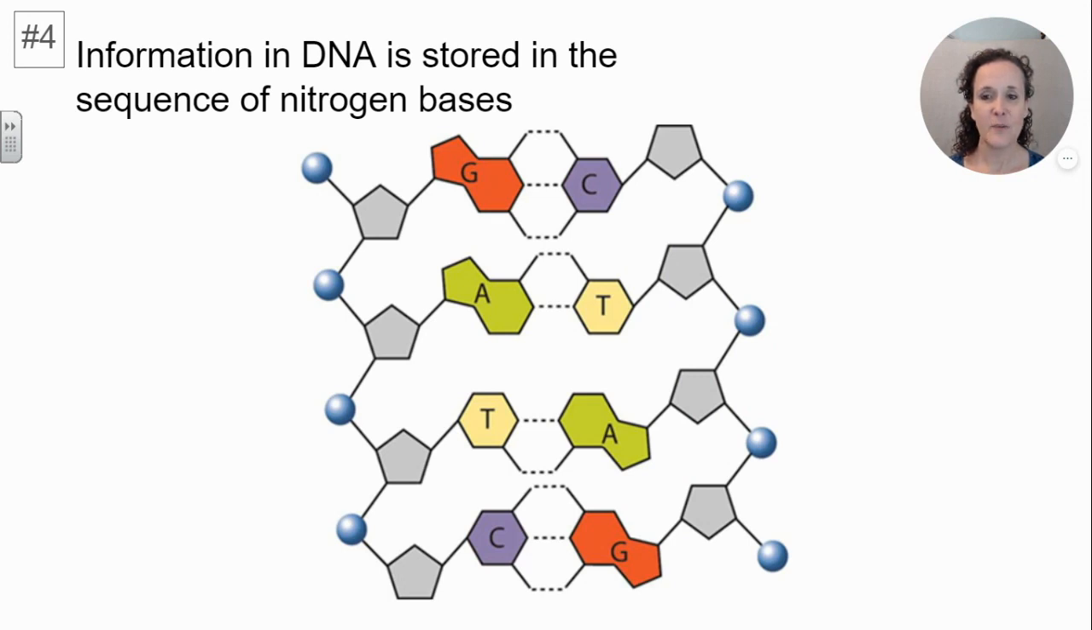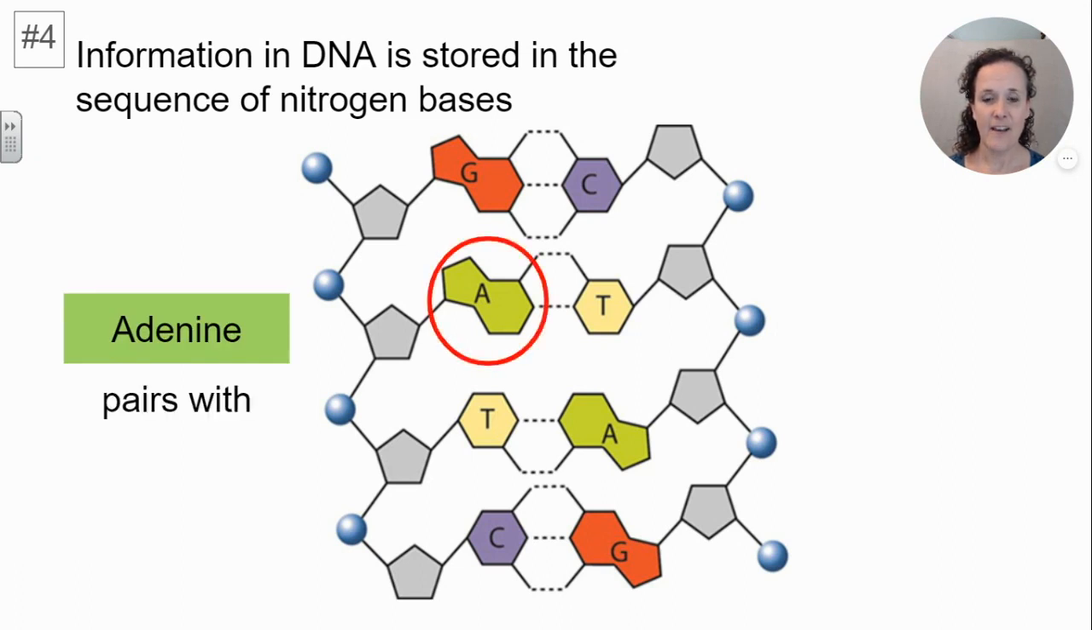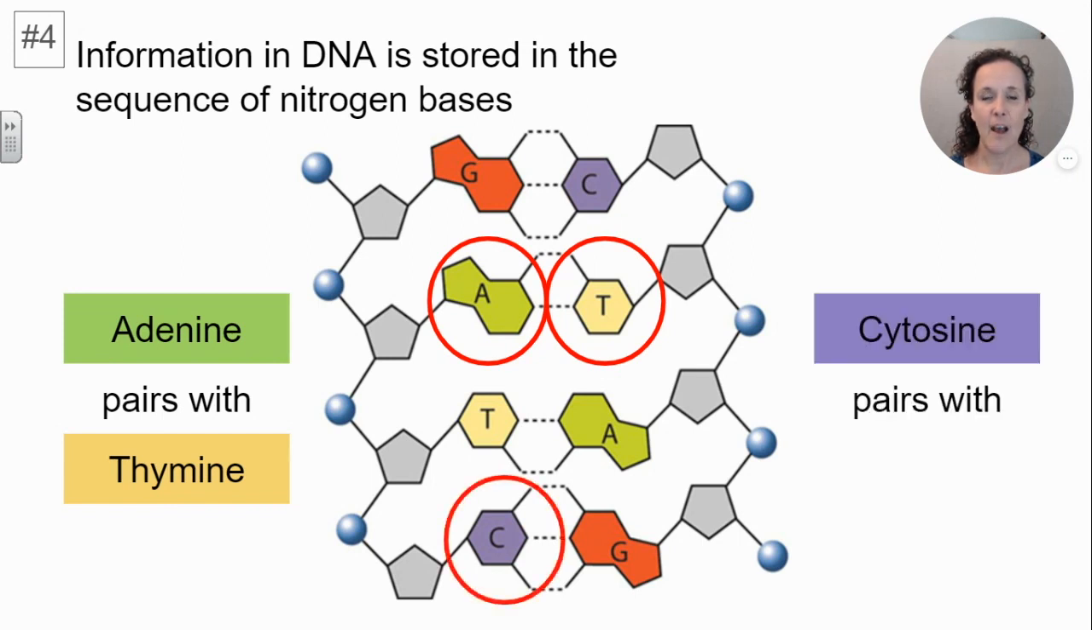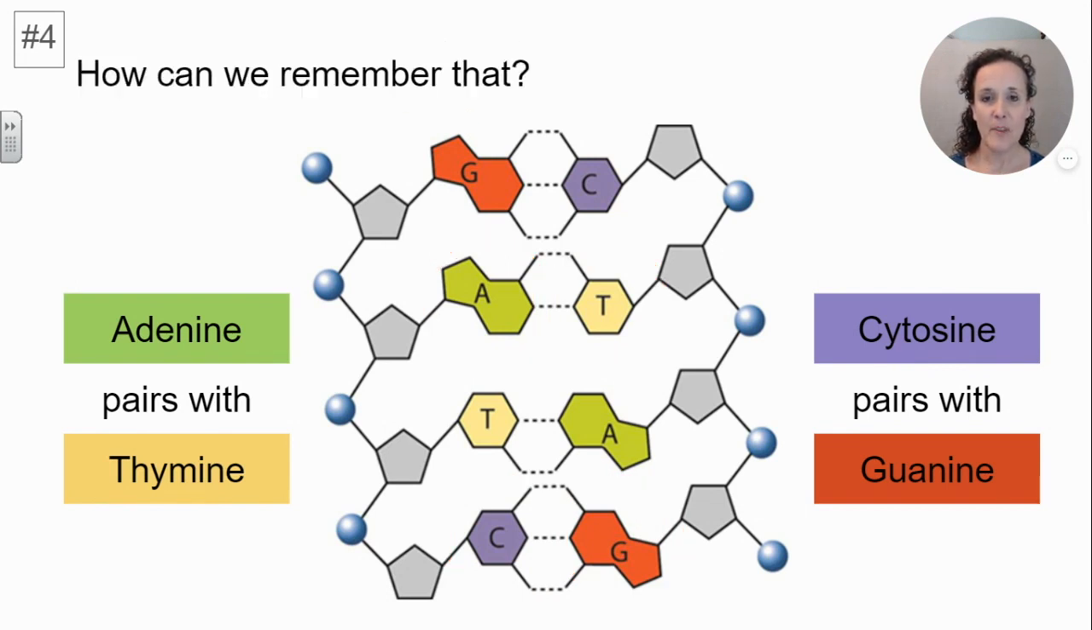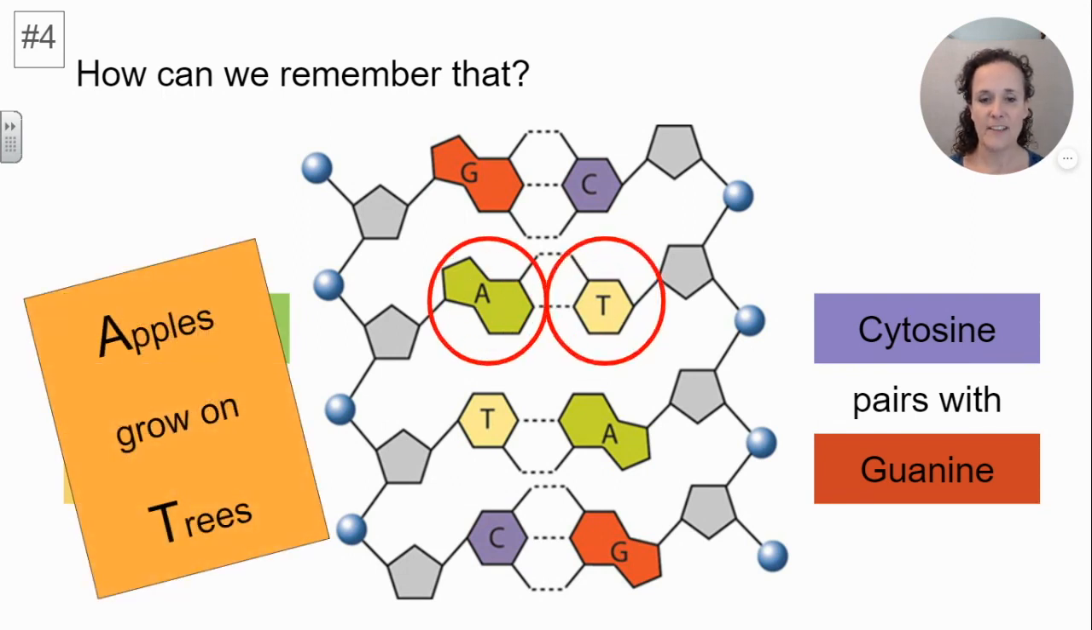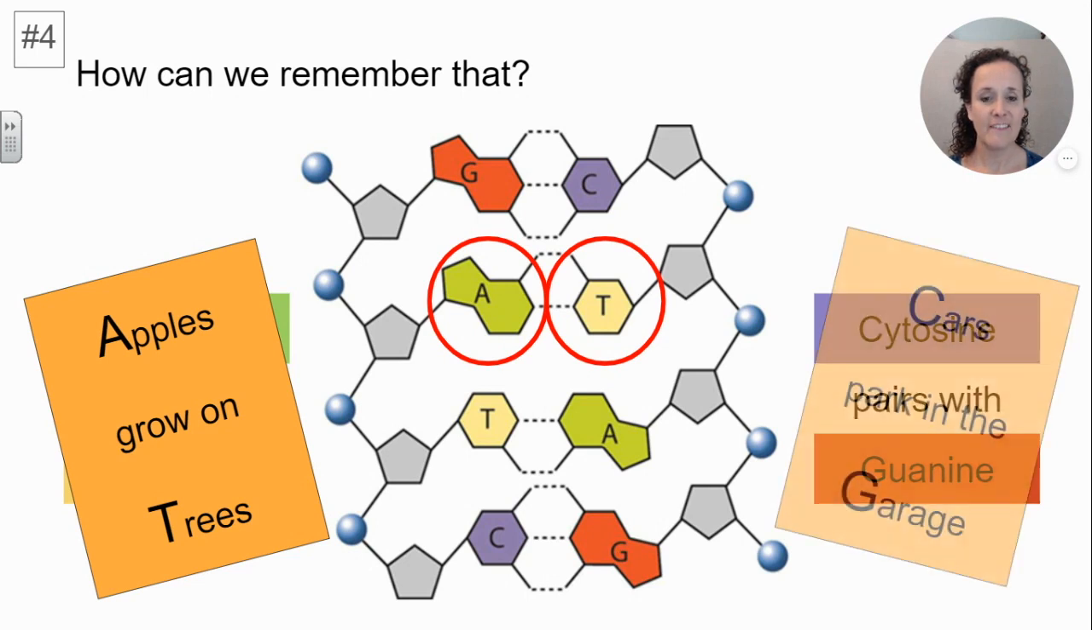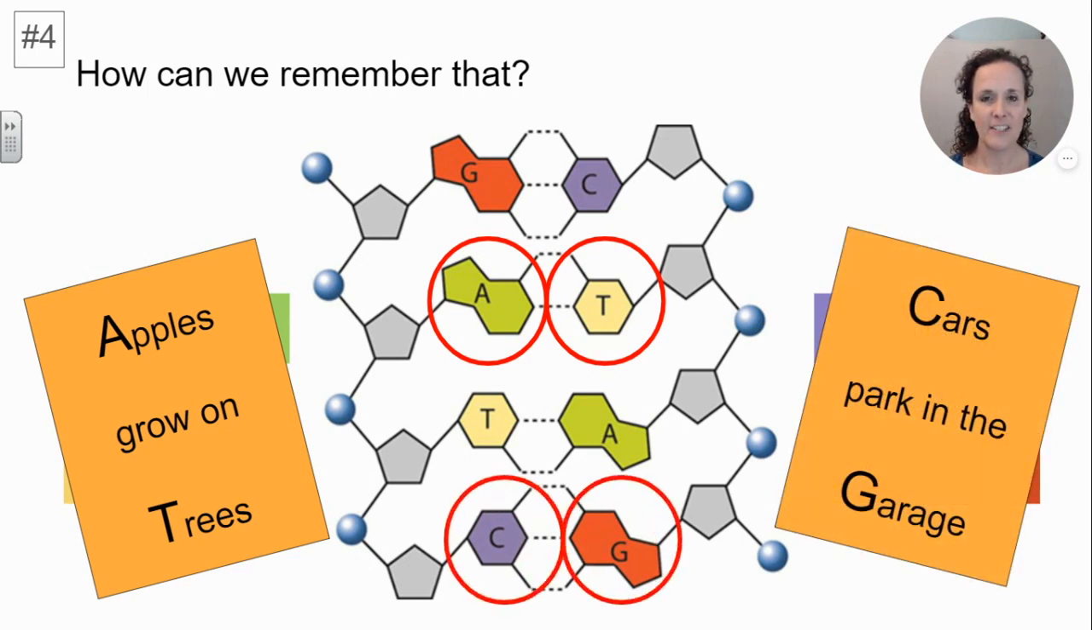Information in DNA is stored in the sequence of the nitrogen bases. You can see the nitrogen bases here in the center of the DNA molecule. The base adenine, or A, always pairs with the base thymine, or T, while the base cytosine always pairs with the base guanine, or G. So those are some cumbersome words. We usually just use their letters to refer to them. And we can remember them by thinking about A and T: Apples grow on trees. And C pairs with G, like cars park in the garage.